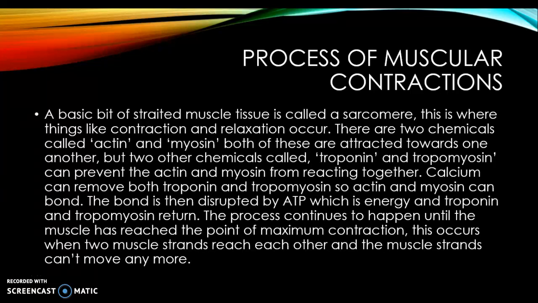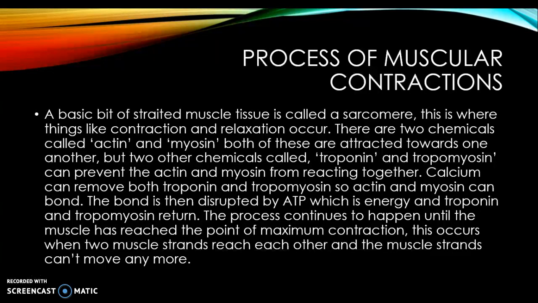The process of muscular contractions: a basic bit of striated muscle tissue is called a sarcomere. This is where things like contraction and relaxation occur. There are two chemicals called actin and myosin. Both of these are attracted towards one another, but two chemicals called troponin and tropomyosin can prevent the actin and the myosin from reacting together.